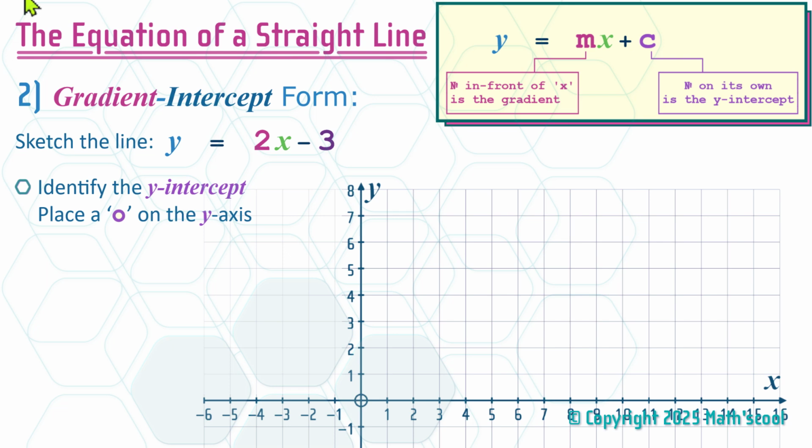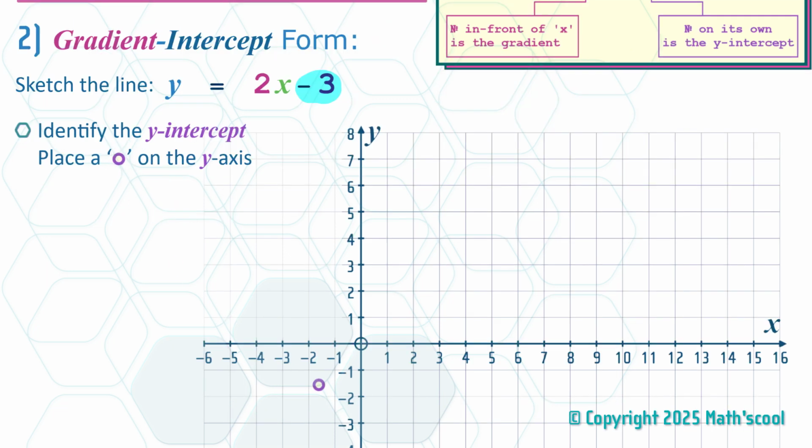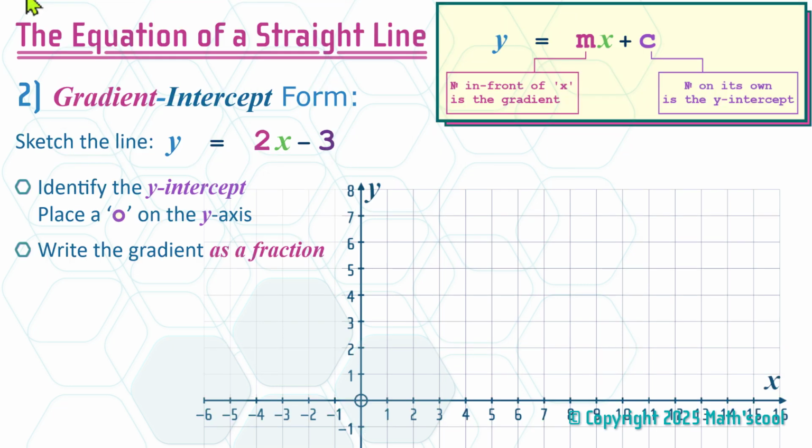Identify the y-intercept. Well, I did that a second ago. The y-intercept is this. The -3 is the y-intercept. And place a blob on the y-axis at -3. Okay, so just put a little blob there at -3 on the y-axis. Okay, done that. What's it want me to do next?